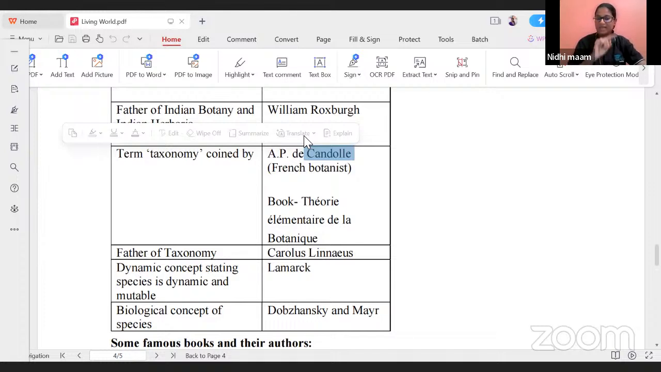New taxonomy. The dynamic concept stating species is dynamic and mutable is given by Lamarck.